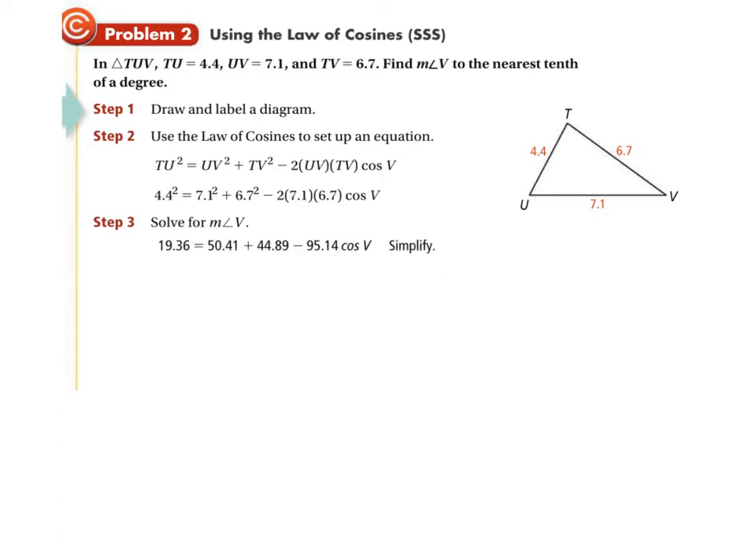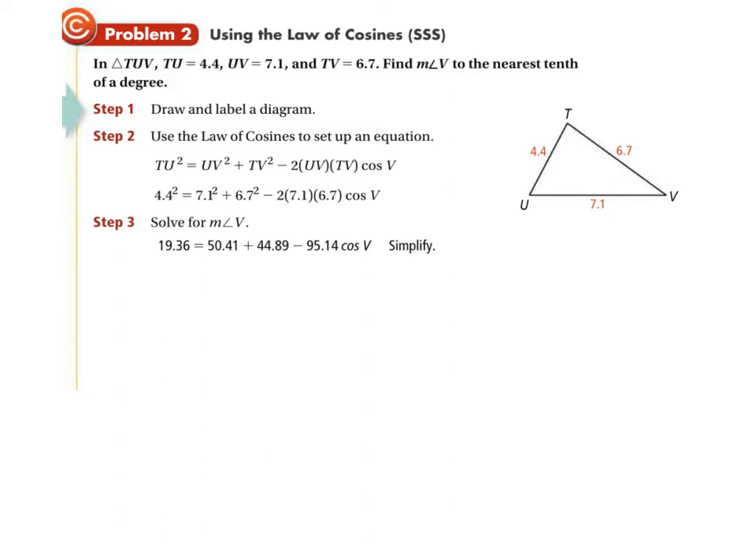okay, first, simplify. So you're going to square this, get 19.36, right? Square this, 50.41. Square this, get 44.89. Do 2 times 7.1 times 6.7. That'll be a multiplier on cosine of V, okay? Next thing we need to do, we really need to combine that, or at least subtract those from the other side, from both sides, okay? So they jumped some steps. So let me show you what they're going to do here first.